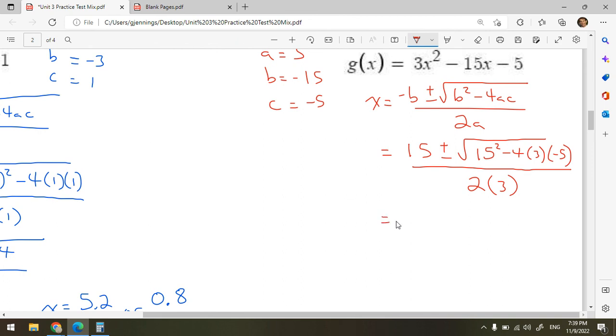All right, so this is equal to 15 plus or minus, your calculator tells you that 15 squared is 225, or maybe you've remembered that by now.